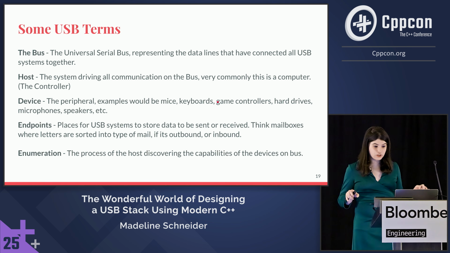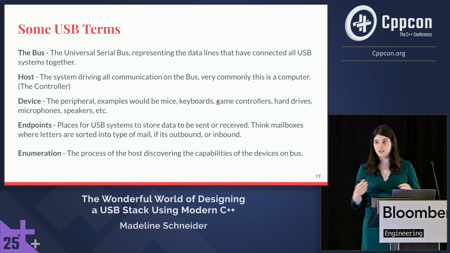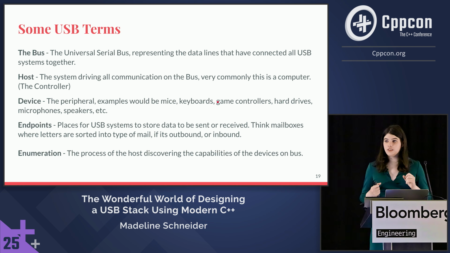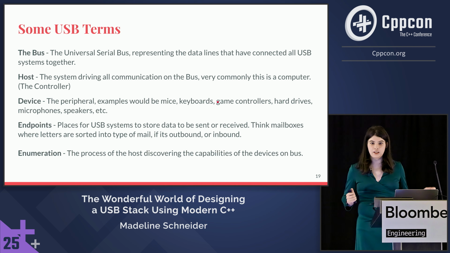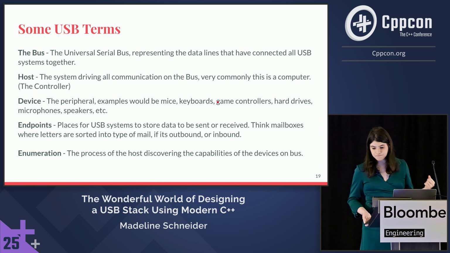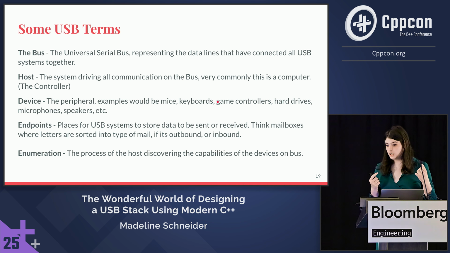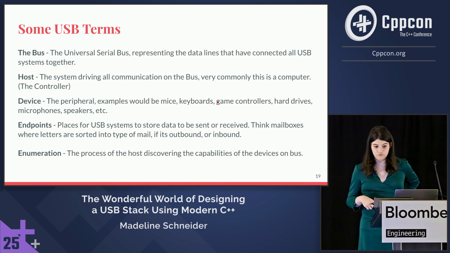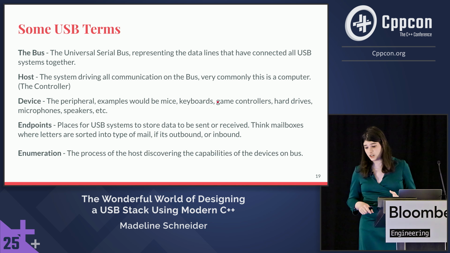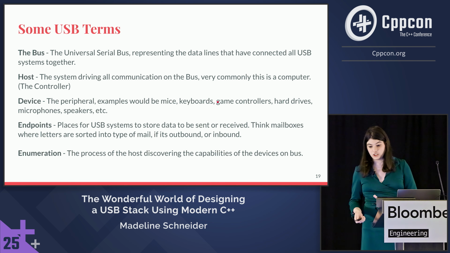We have endpoints, which is a place to put data to be sent off or received. Think of them as little mailboxes that data gets sorted into for either incoming or outbound mail. And then we have the process of enumeration, which is the process at the very start of the device and host connection where the host is discovering the capabilities of devices on the bus.